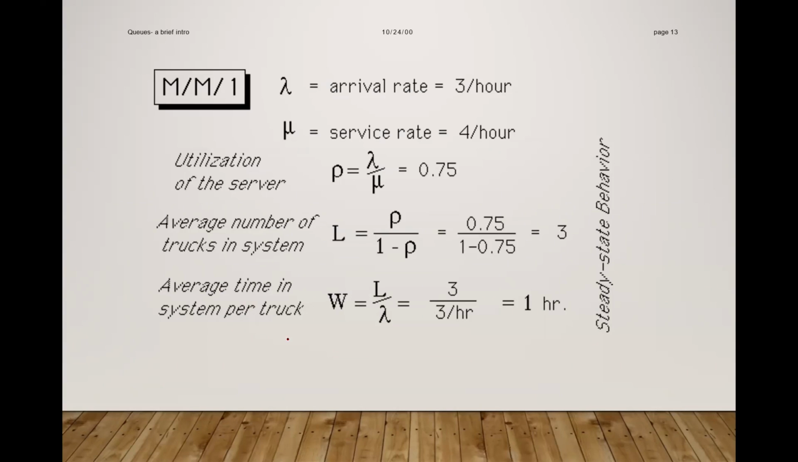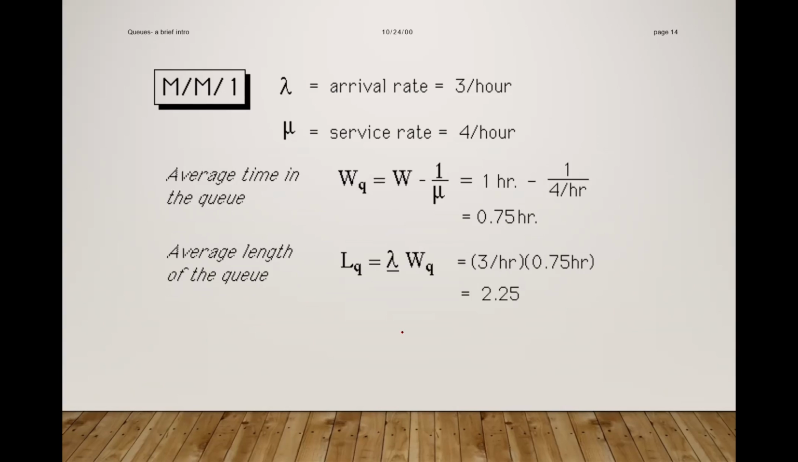And the average time in system per truck is W equals L over lambda equals 3 over 3 or 1. So if you are the truck driver now, when you arrive, you would expect that there are 3 trucks in the system on average. And the average time if you enter the system is 1 hour. So you can incorporate in your time or schedule that it takes 1 hour. And it is for the steady state behavior.